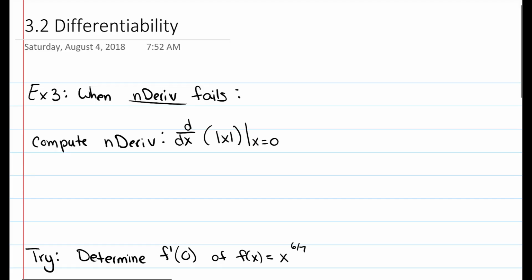In the previous example, we learned how to do the nth derivative in a calculator. This means that we can now take the derivative at a point without having to do a bunch of computations. However, in this example, we're going to look at when this nth derivative fails. So using the calculator, we're going to compute the derivative of the absolute value of x when x is equal to 0.